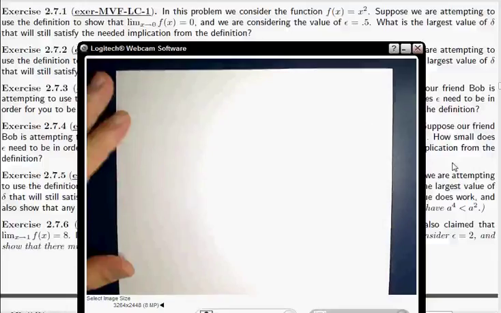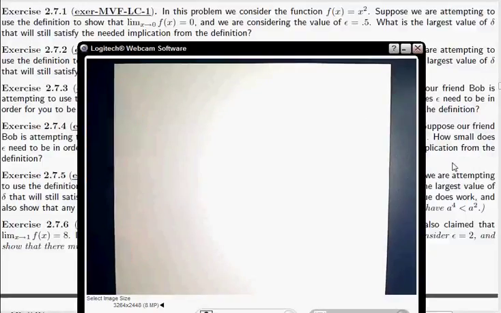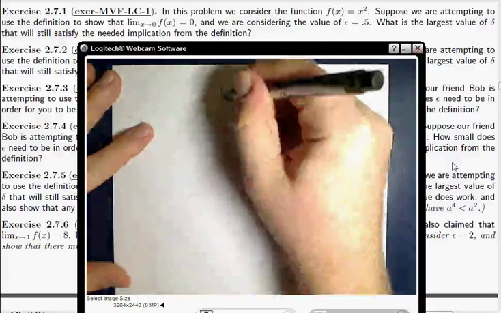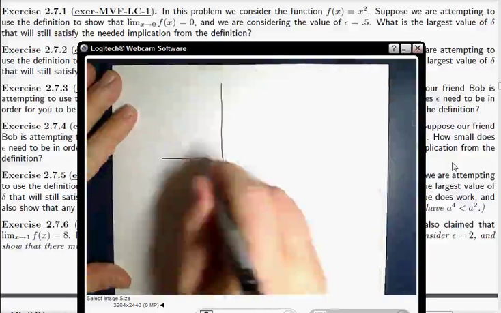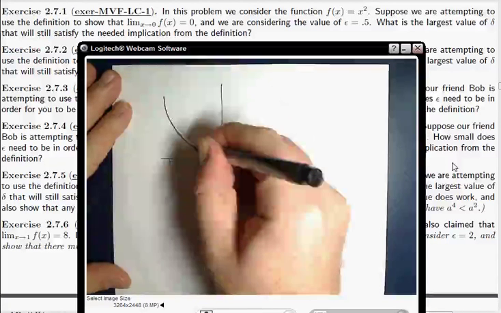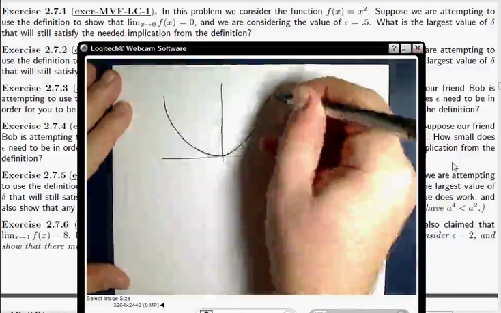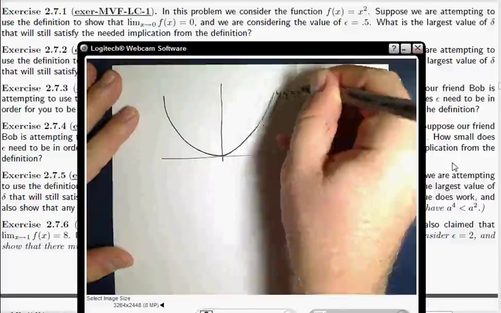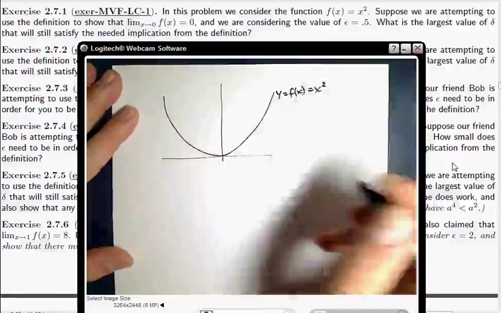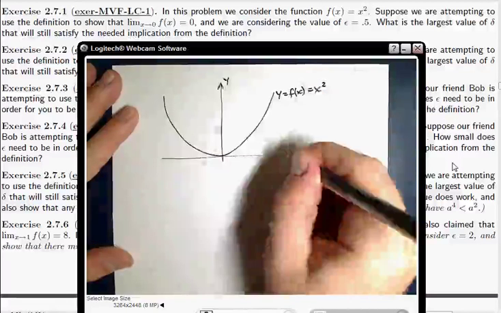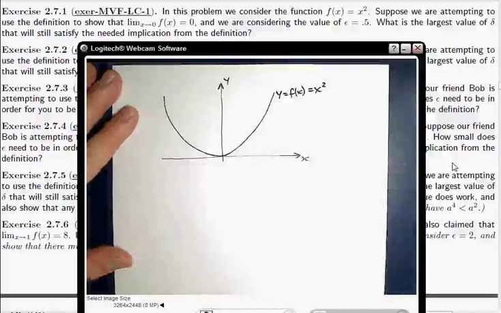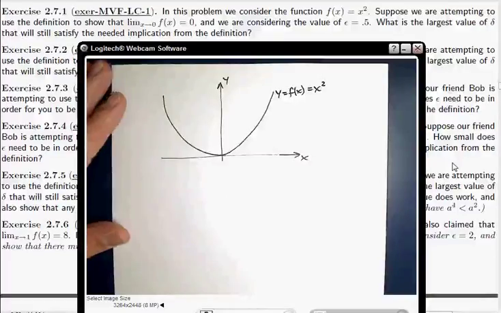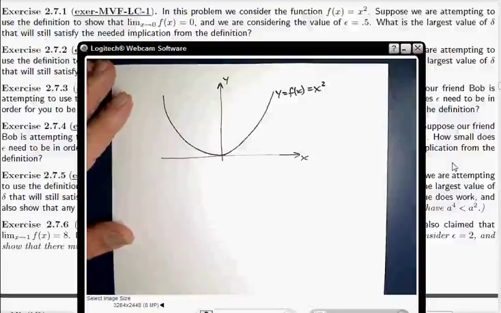All right. So in this problem, now this is not a proof, right? We just want to sort of get our hands on how the definition works here. So we're looking at this curve, y equals f of x equals x squared. And we claim that the limit as x approaches 0 is equal to 0.